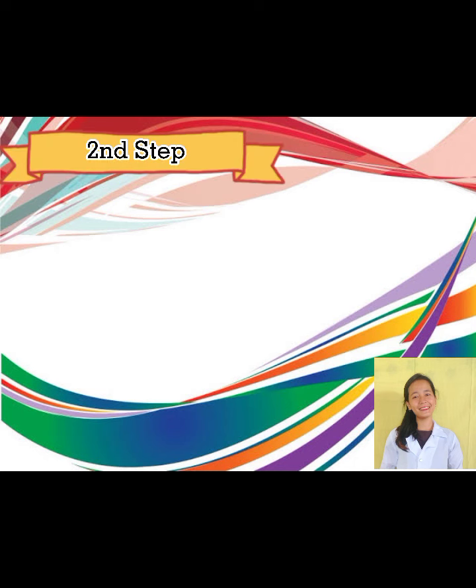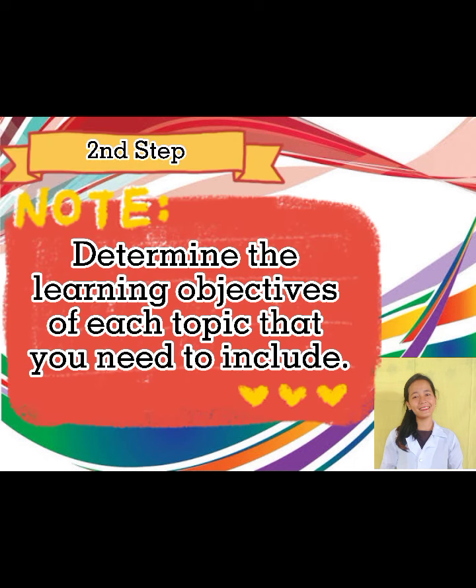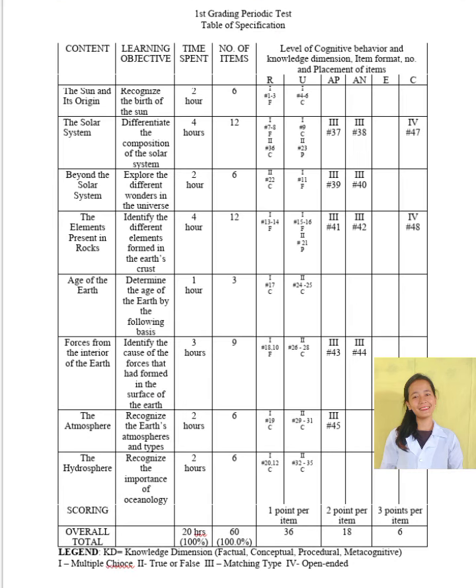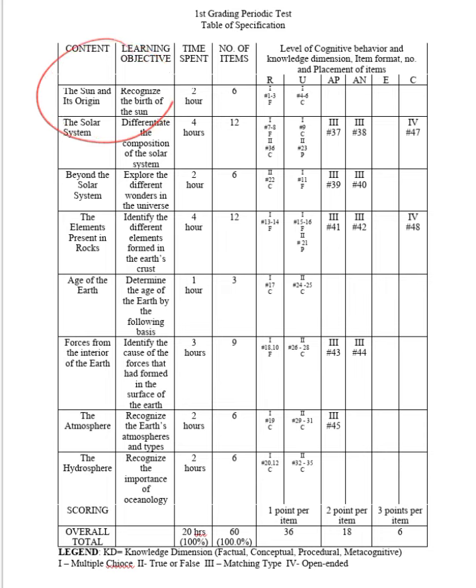The second step is to determine the learning objective of each topic that you need to include. For example, my first topic is the sun and its origin, and the learning objective is to recognize the birth of the sun. The second is to differentiate the composition of the solar system, then explore the different wonders in the universe, and so on and so forth.